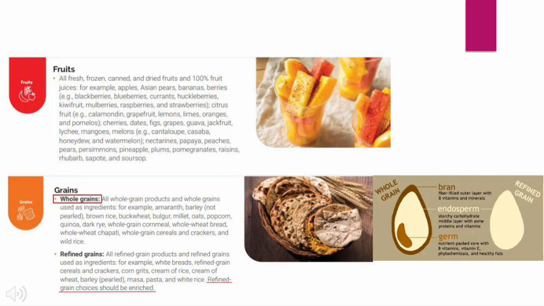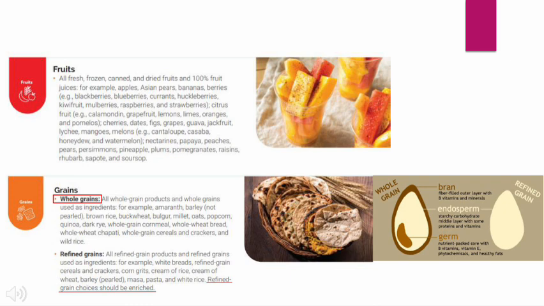Now, let us discuss fruits and grains. Starting with fruits. Fruits provide essential vitamins, minerals, and fiber. They are naturally sweet, making them a healthier alternative to processed desserts. However, there is an important distinction. Whole fruits are preferred over fruit juices.